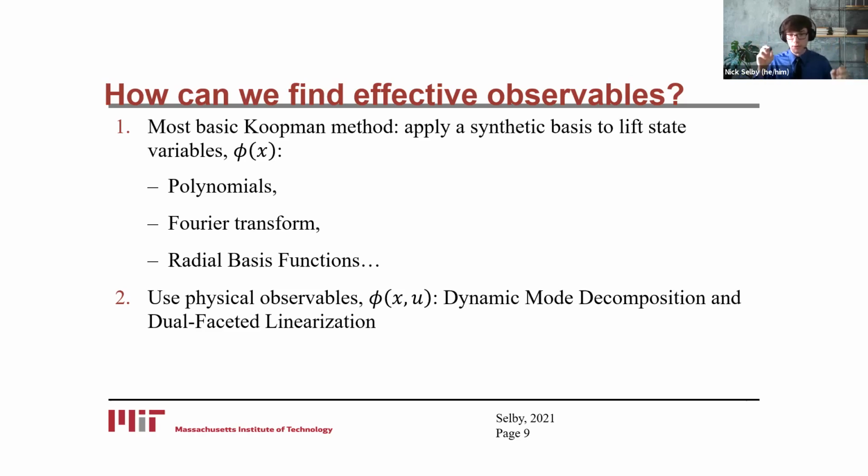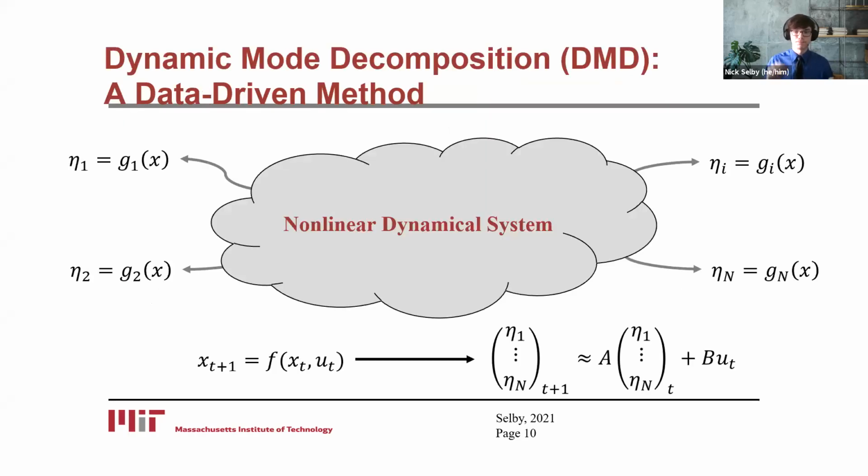The first, the most basic Koopman method, applies a synthetic basis, for example a bunch of polynomials, or a Fourier transform, or radial basis functions, or something like that to lift the state. Newer techniques like dynamic mode decomposition and dual-faceted linearization use physically measured observables, which may be functions of both state and control input. And I'll get to why that's important in a sec. But the way all these methods work is by identifying a bunch of observables from a nonlinear dynamical system and approximating the system dynamics using a linear system like the one here in the bottom right.